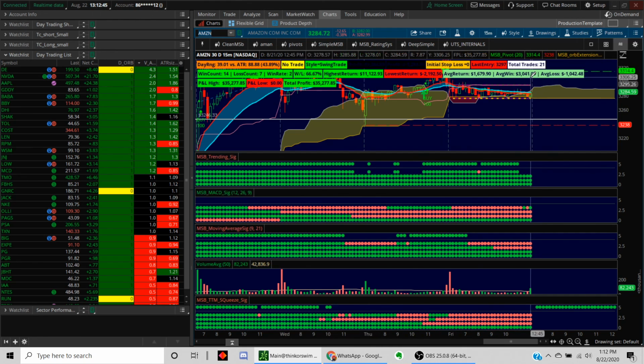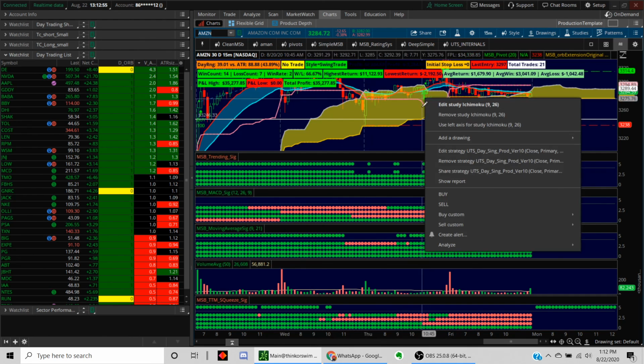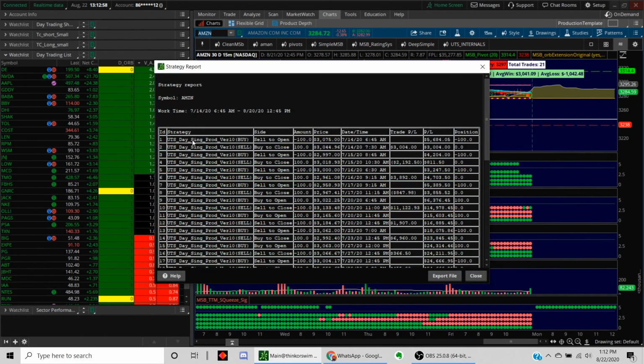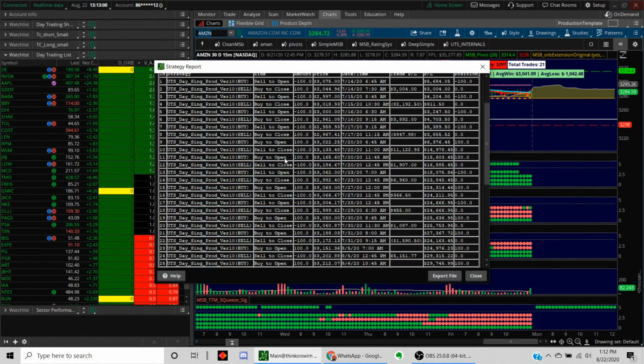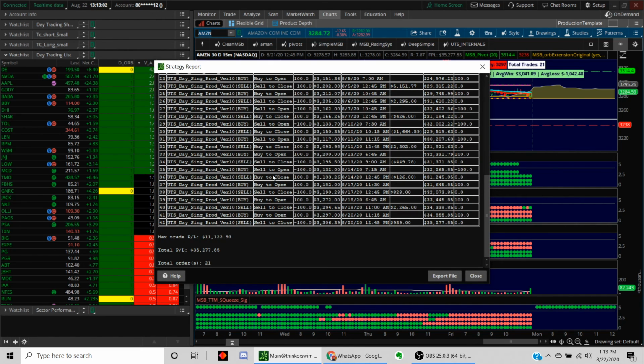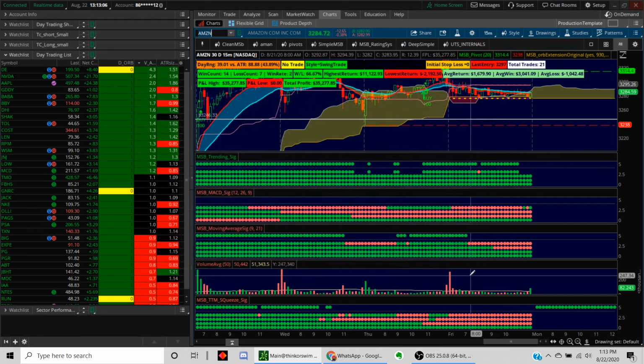And so the average win in this case is 3,000, and the average loss is 1,000, which is roughly a third. So this system generated a profit of like 27,000 in 30 days, right? So you can go back at 7/14 to 8/20, so a little over 30 days, and you can see again all the trades are listed, right? So this generated 35,000 in profit, right?